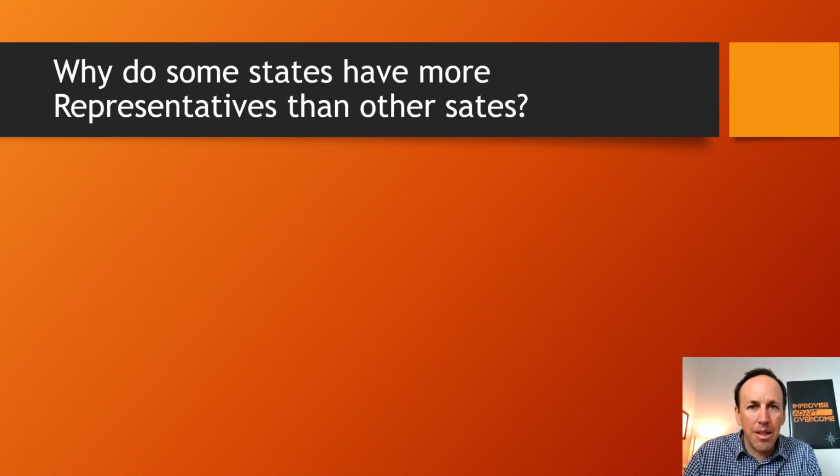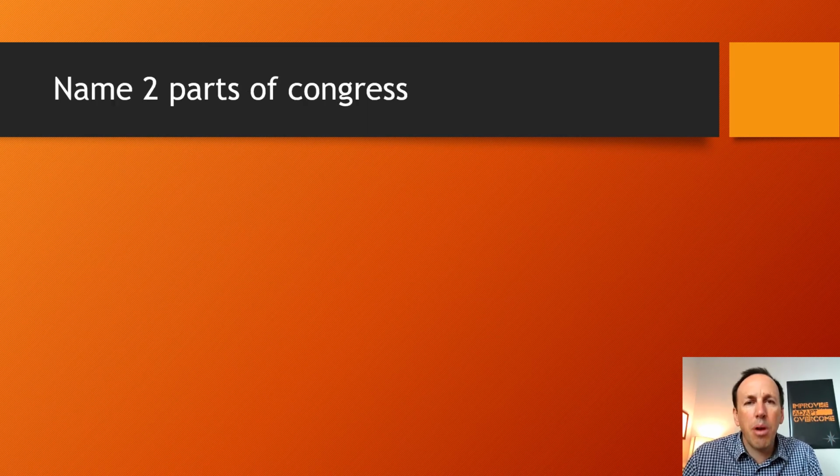Does that make sense? How many senators does New Jersey have? 2. How many senators does Wyoming have? 2. You have the same amount of senators, but you have a different amount of representatives. What's that called when they put these two systems together? The Great Compromise. Don't forget about that as well. Name 2 parts of Congress. We just talked about it. Senate and House of Representatives. Don't forget, together they're called the Congress.